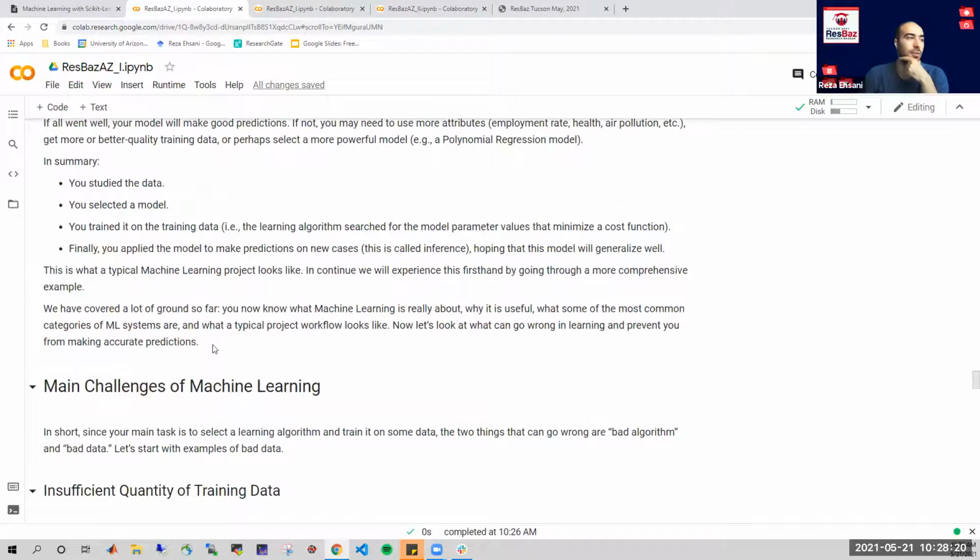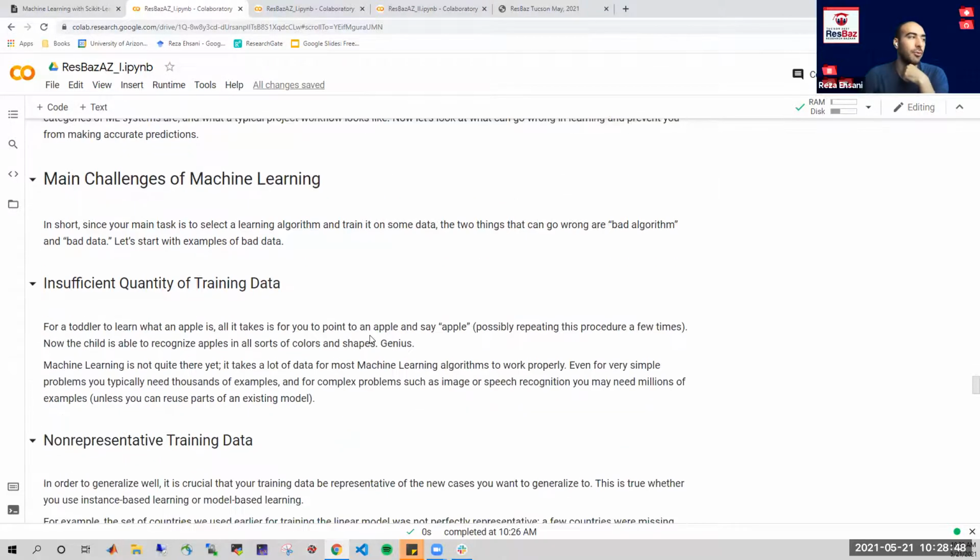So far we have covered the ground for machine learning: what is machine learning, why it's useful, what are some most common categories of machine learning, which were supervised versus unsupervised, instance-based versus model-based, and batch versus online. And we looked at the workflow of a typical machine learning project. Now we're gonna look at what can go wrong when we are learning and what prevents our method from making accurate predictions. So these sections are called main challenges for machine learning.